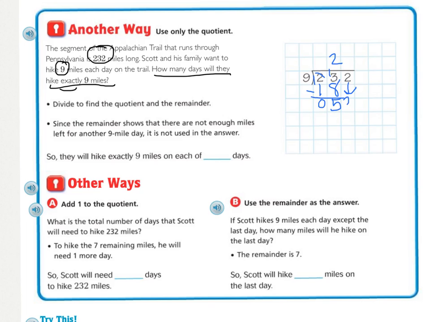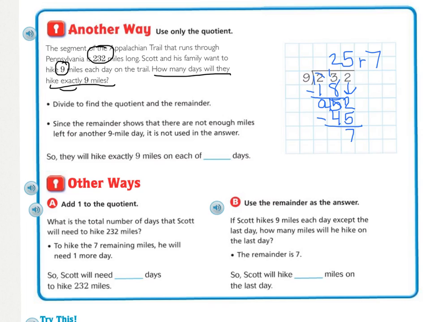Bring down my 2. How many 9s are in 52? Well, 9 times 6 is 54. That's too much. 9 times 5 is 45. Multiply 9 times 5. Subtract. I end up with a remainder of 7.